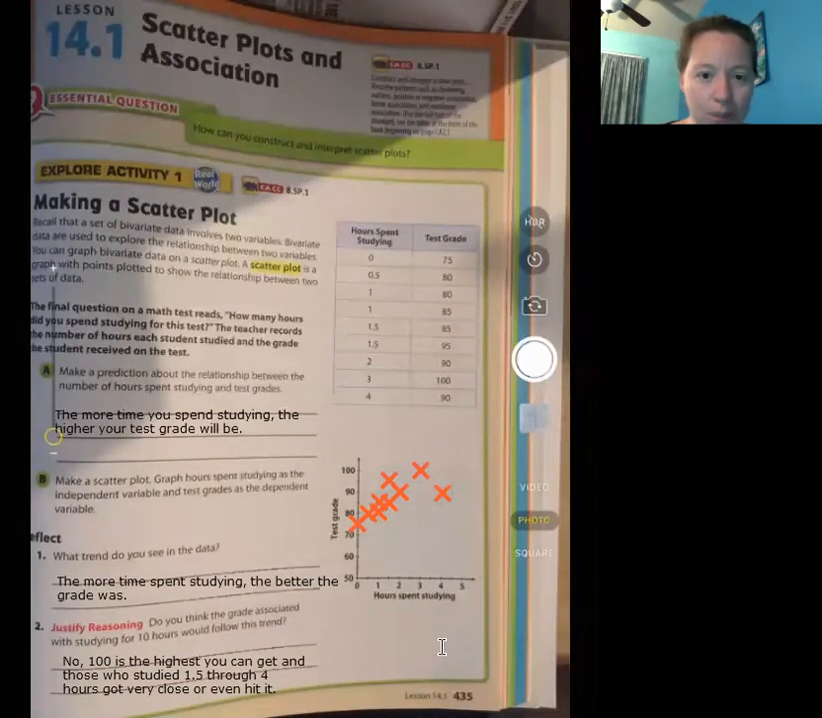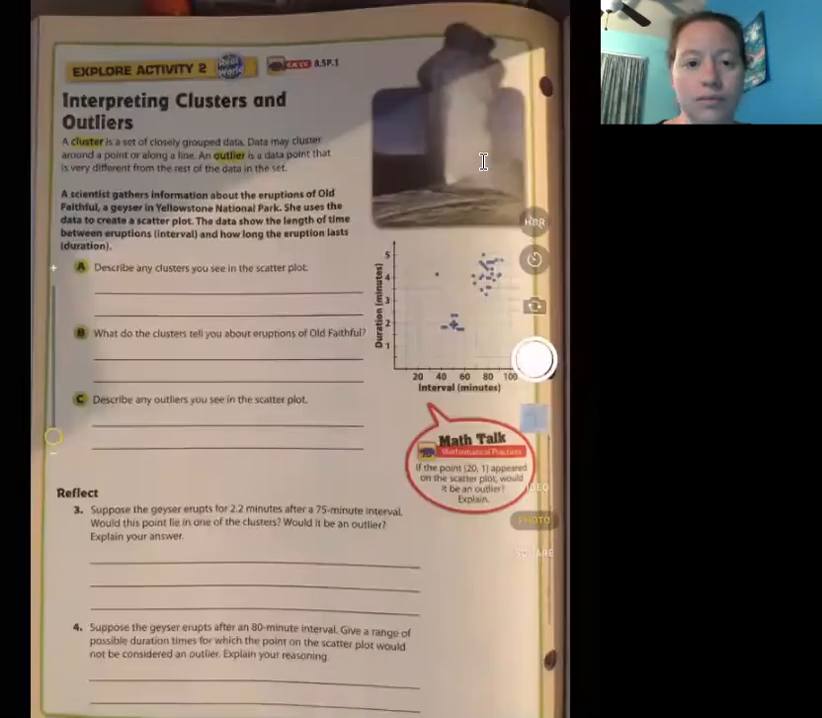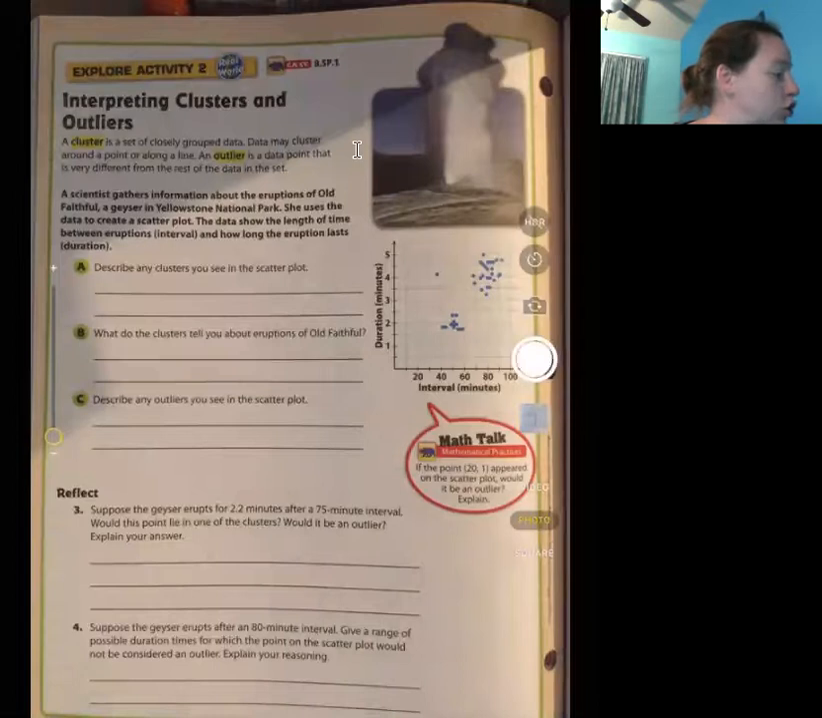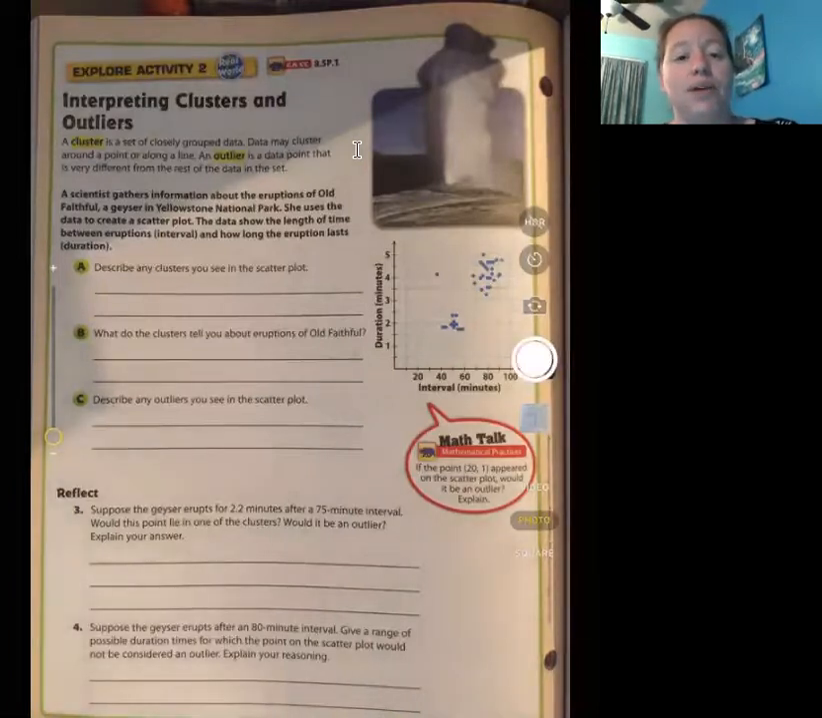Okay, so I am going to pause it so I can move on to the next page. All right, so now I am on page 436, interpreting clusters and outliers. A cluster is a set of closely grouped data. Data may cluster around a point or along a line. An outlier is a data point that is very different from the rest of the data in the set.